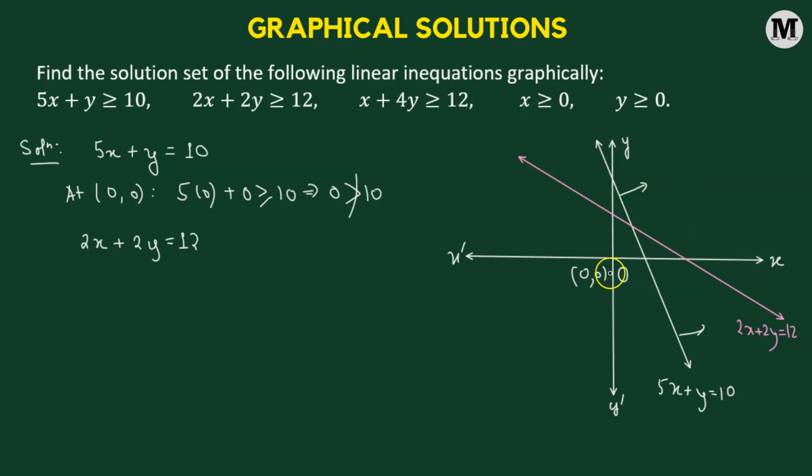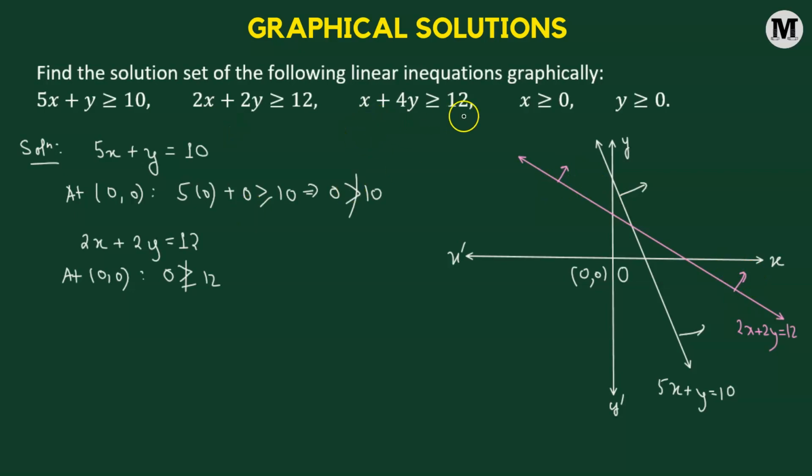We're going to consider the same point 0, 0. So at that point 0, 0, we substitute the values x equals to 0 and y equals to 0 into our linear inequality. That gives us 0 greater than or equals to 12. Now again, this is an incorrect statement, which means that the region which contains the origin is not going to be a part of the solution. So we have to consider the region that lies above the pink line.